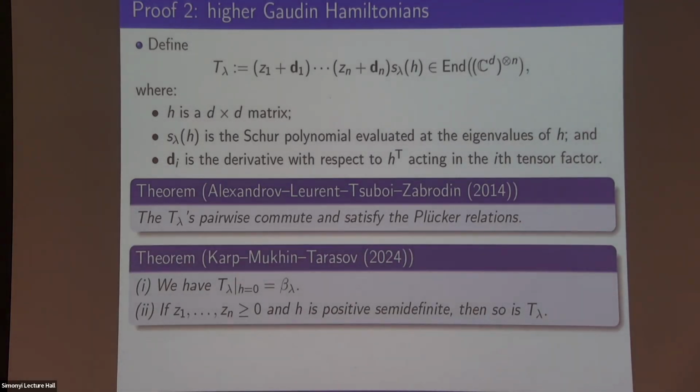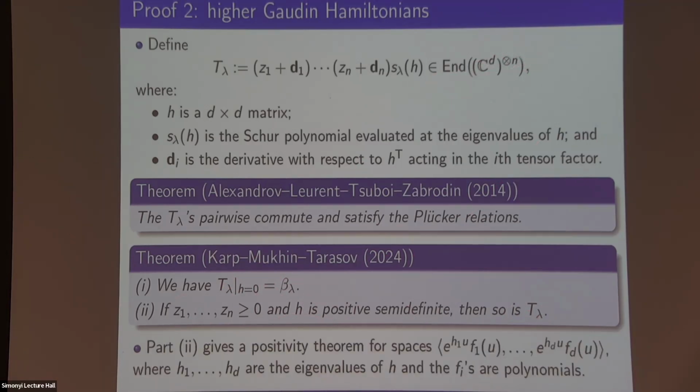What we proved with Mukhin and Tarasov is that when this matrix is the zero matrix, then this T lambda becomes beta lambda. And remember, beta lambda was in the group algebra of the symmetric group S_n, but S_n acts on this tensor product by permuting the tensor factors. So beta lambda actually acts here, and it's equal to T lambda at H equals 0. And then we have this positive semi-definite statement: if the z_i are non-negative and H has non-negative eigenvalues, then T lambda is positive semi-definite.